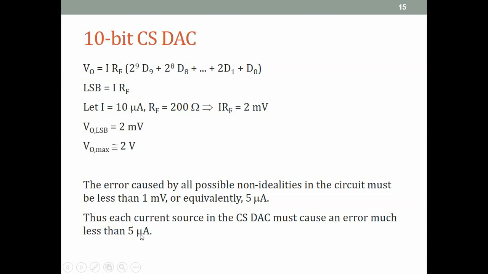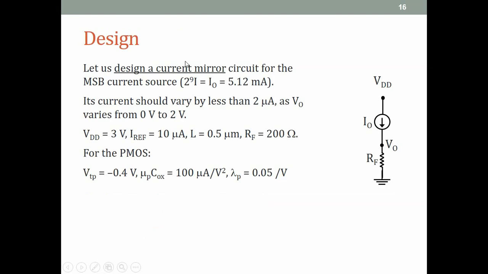Alright, so with this, let us design a simple current mirror circuit to meet the following specifications. Let's say we want to design a current mirror for the MSB current source, which is 2 raised to 9 times I, and we are saying I is 5 microamperes, so 2 raised to 9 times I turns out to be 5.12 milliamperes. I'm showing only one of the 10 current sources, and I'm calling that I0. The I0 flows through RF, and this is the MSB current source.